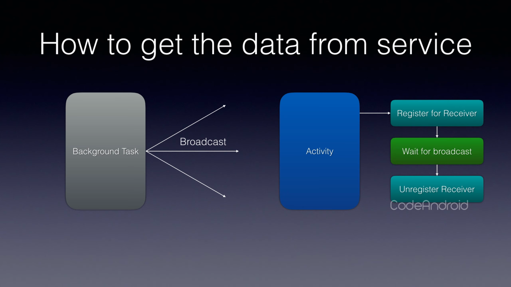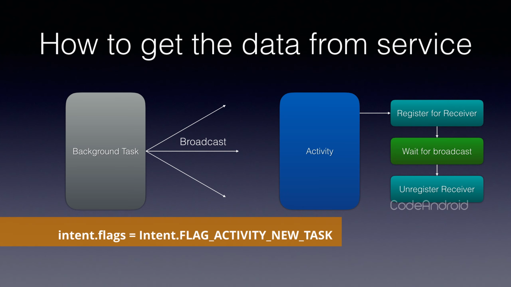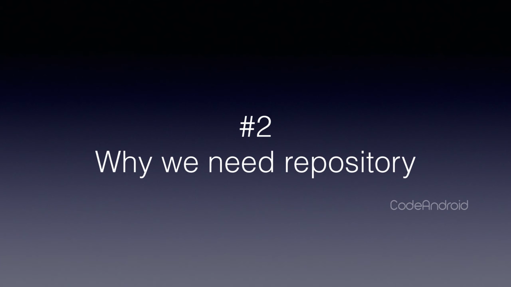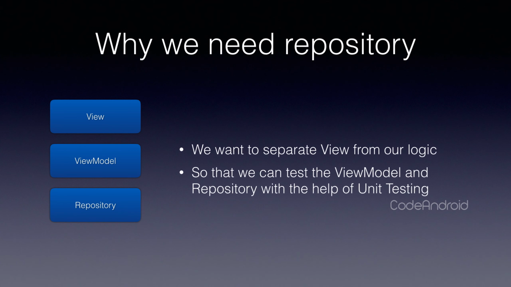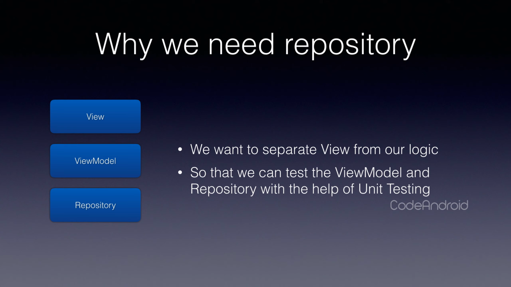In case we want to start the activity, then we need to add the flag to the intent as FLAG_ACTIVITY_NEW_TASK. Why do we need a repository? The main use of a repository in the MVVM pattern is to create a separation between the view and the logic, so that we can do unit tests for the logic.